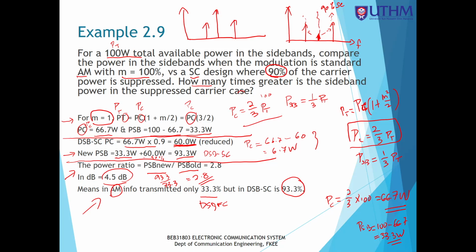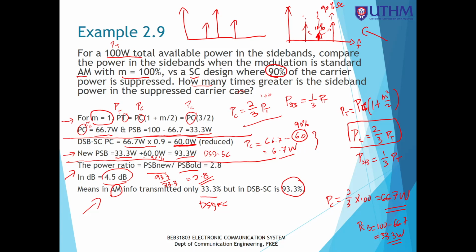So look at the picture above here. The carrier component becomes only 10%. How much is 10%? 10% is actually equal to 66.7 minus 60, where 60 is the 90% suppression. So I get 6.7 watt for the carrier in the suppressed carrier case.